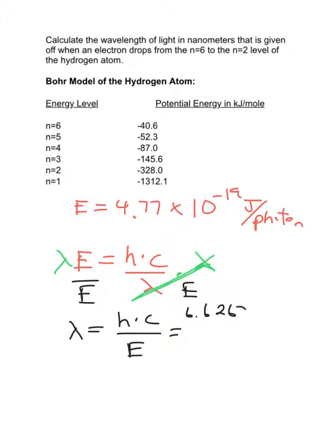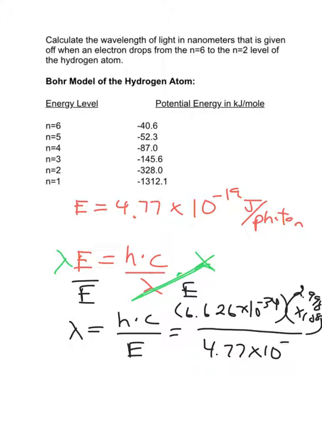That's going to be 6.626 times 10 to the negative 34th, and 2.998 times 10 to the 8th, divided by 4.77 times 10 to the negative 19th. And we'll see what we get.